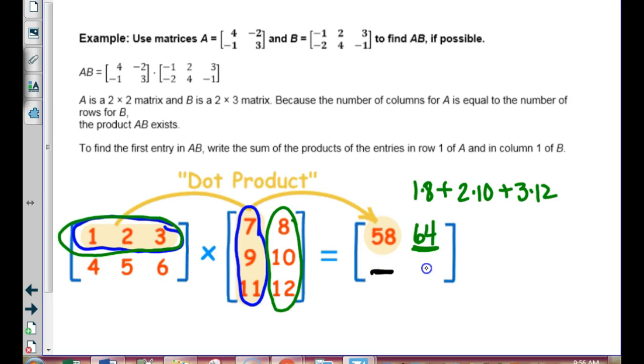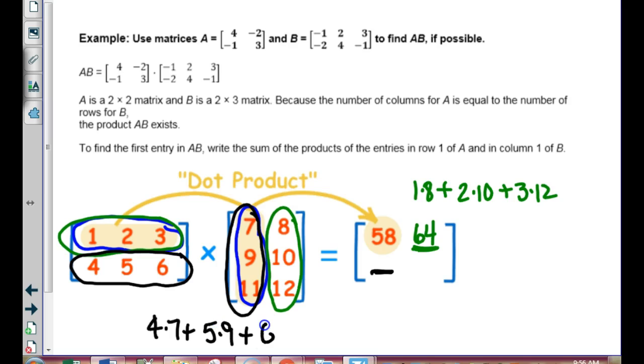Okay, so down in this spot right down here, I'm in the second row, so I'm using the second row, and I'm in the first column, so I'm using the first column. So now I'm typing what? 4 times 7 plus 5 times 9 plus 6 times 11. 130. Okay. Anybody think they get this? Tell me the last one over here.